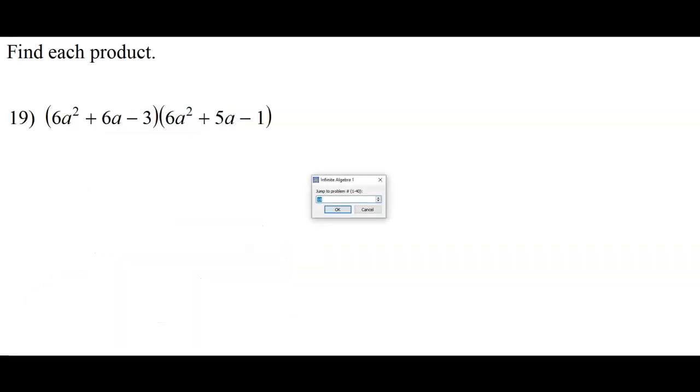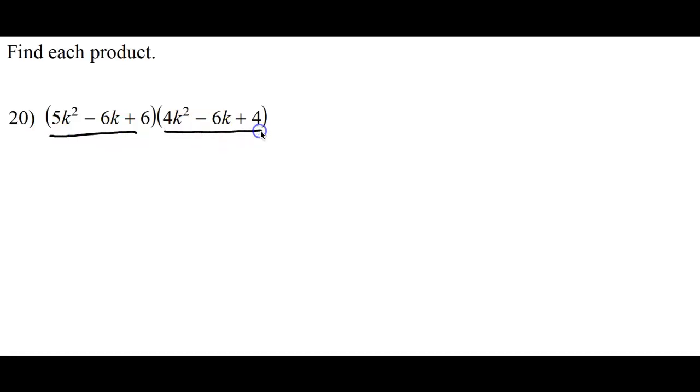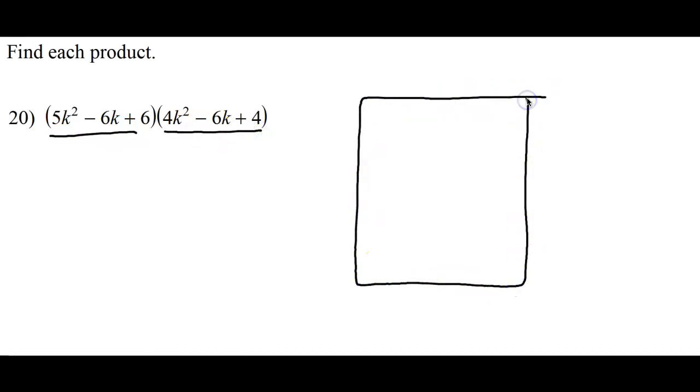All right, let's go ahead and take a look at number 20. All right, so it's just getting bigger is all. Same process though. This time I've got a trinomial times a trinomial. When you have that, you need to make a box that's 3 by 3.